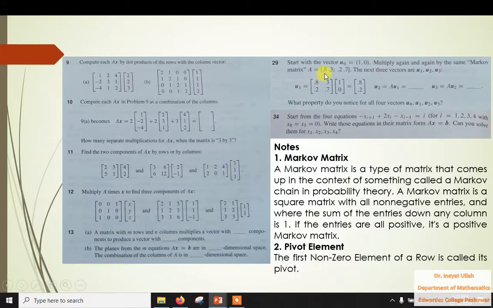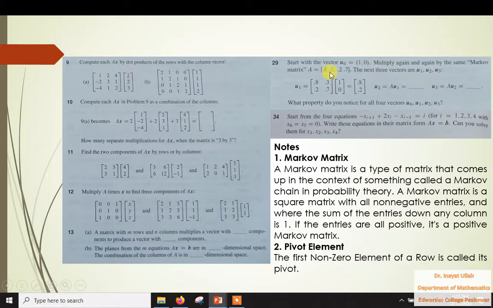So this Markov matrix A is equal to 0.8, 0.3, that is the entries in the first column, and these are the entries in the second column. Just look at this, the entries in the first row and the entries in the second row. That is u0. The next three vectors are u1, u2, u3.